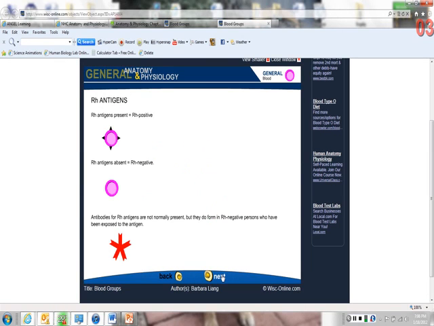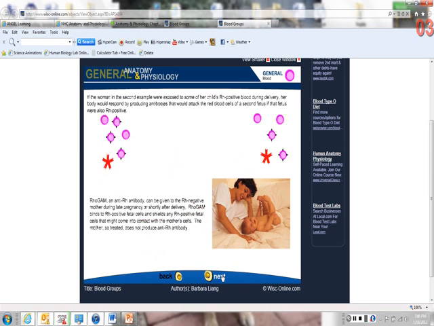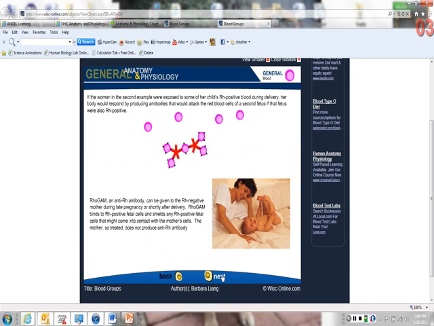Here we look at the Rh antigens. If the woman in the second example were exposed to some of her child's Rh-positive blood during pregnancy or delivery, her body would respond by producing antibodies that would attack the red blood cells of a second fetus if that fetus were also Rh positive.